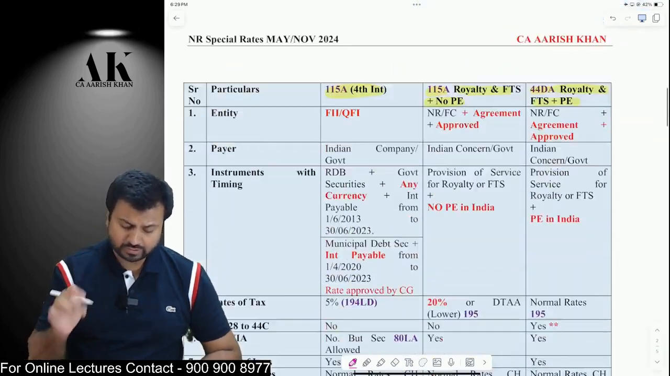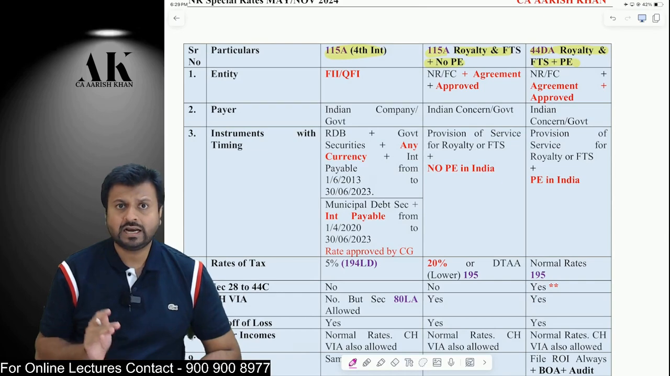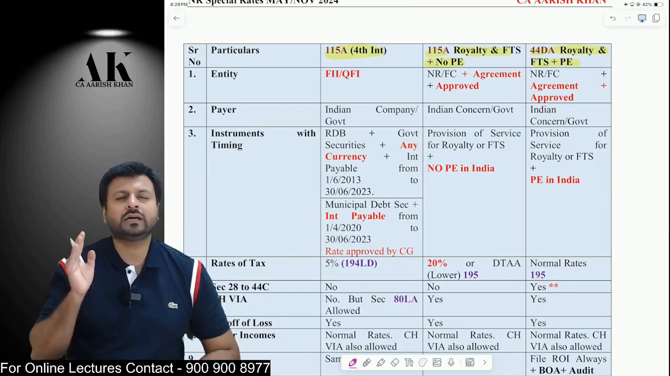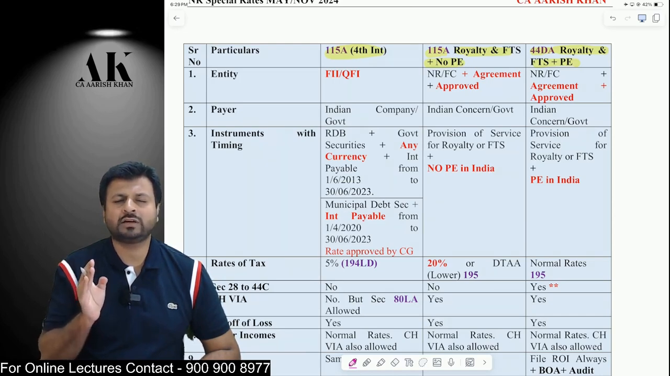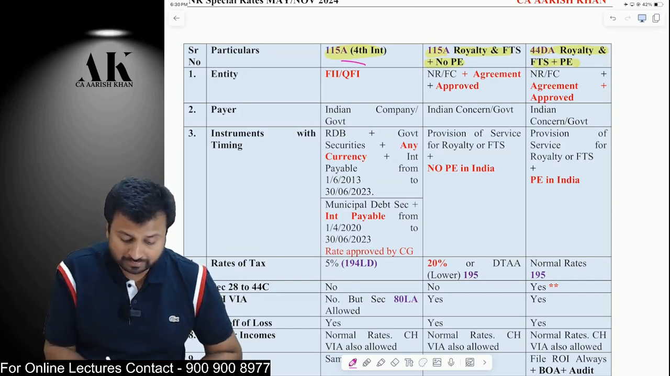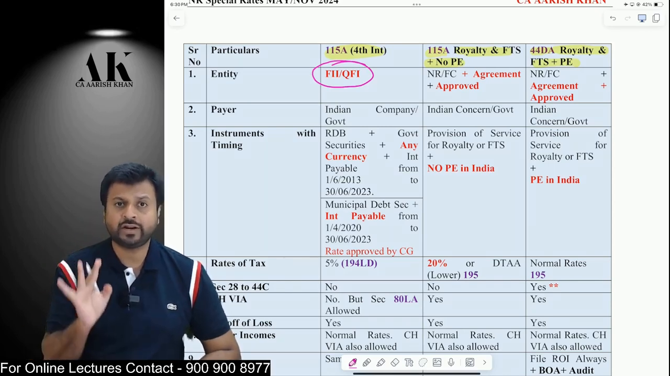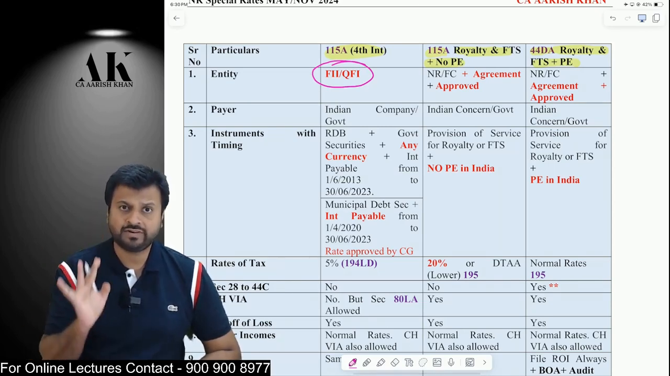Now coming to the fourth section, I have to be very careful. I should close my eyes and think. Who was the assessee in the first section? Non-resident foreign company. Second section, non-resident foreign company. Third section, non-resident foreign company. But in the fourth section, it is not a non-resident foreign company. It is FIIs and QFIs, foreign institutional investors or qualified financial investors.